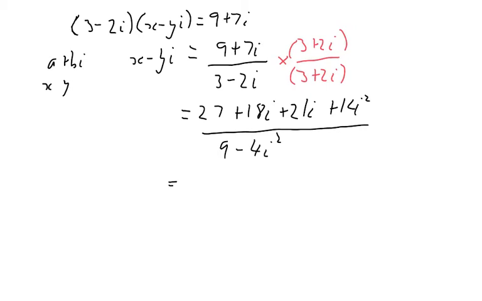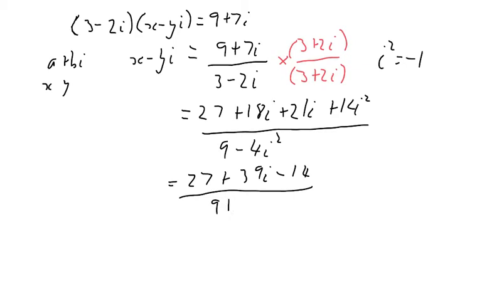Now, 18 plus 21 is 39i. Now that's plus 14i squared. Remember, i squared, always remember, is negative 1. So it becomes take 14. Now 9 take 4i squared becomes 9 plus 4.